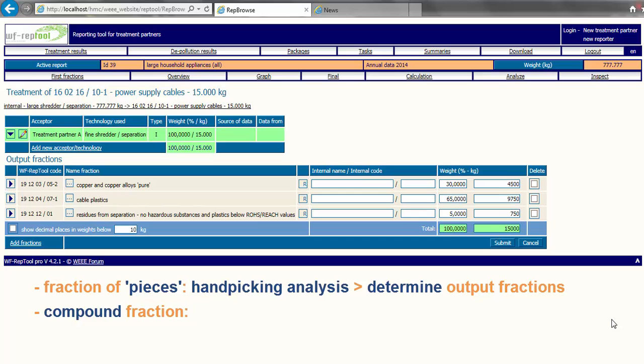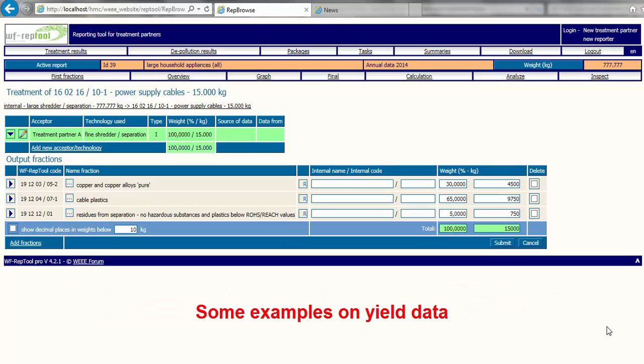In case of compound fractions, like for example cables, circuit boards or similar, you may determine the composition of the fraction, e.g. by a few analyses, information or estimations from experts or similar, and possible yield fractions must be estimated. Some examples on yield data.